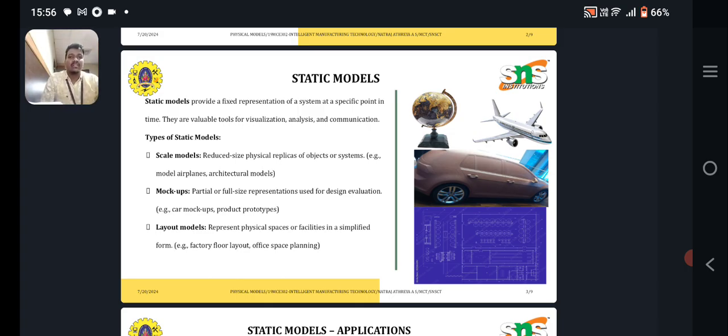The static models provide a fixed representation of a system at a specific point in time. They are valuable tools for visualization, analysis and communication. Scale models are reduced-size physical replicas of objects or systems, like aircraft and architecture. Mock-ups are partial or full-size representations used for design evaluation. Layout models are representations of physical spaces and facilities in physical form. Examples: scale models of airplanes, mock-up models such as a product prototype, and layout models such as a factory layout or office space planning.